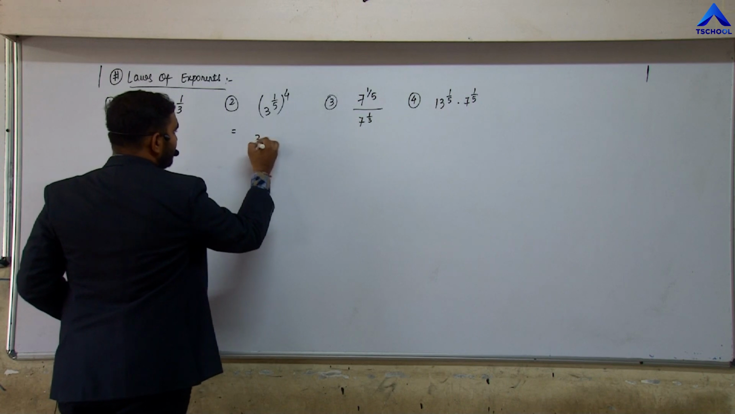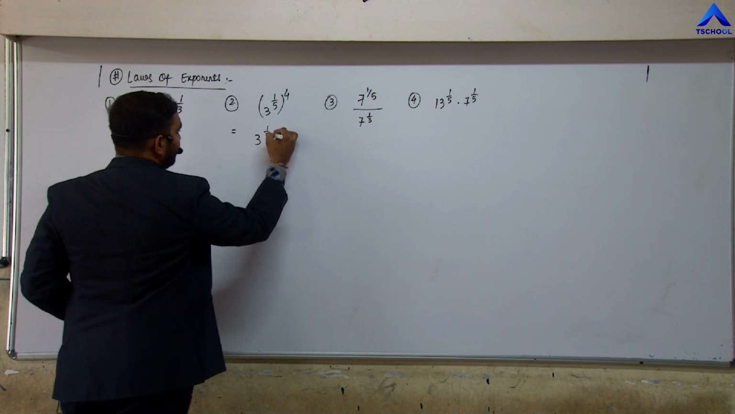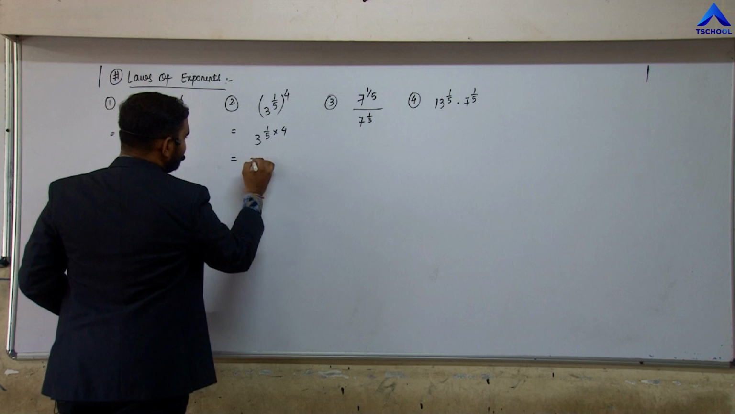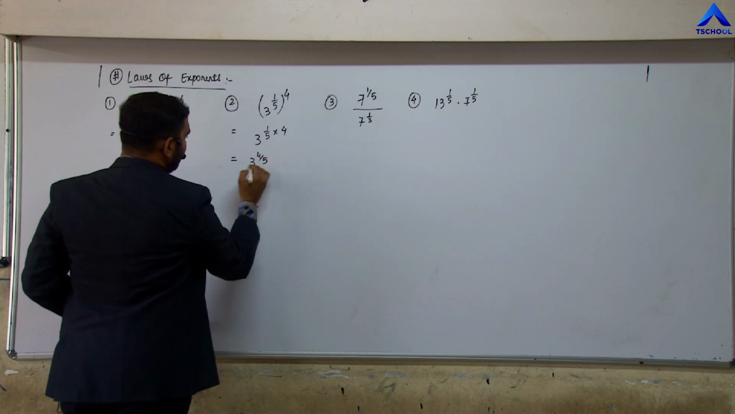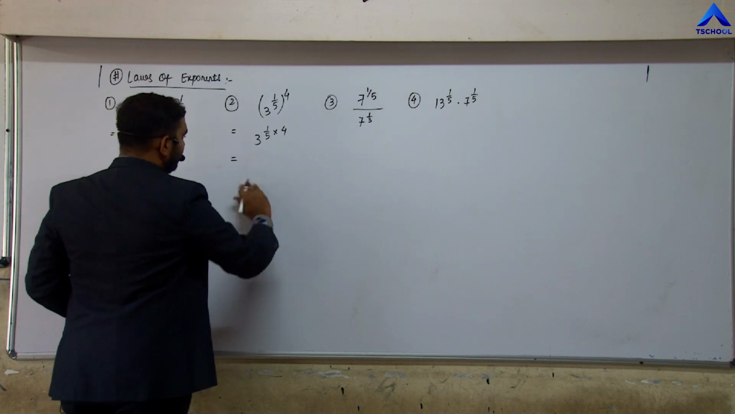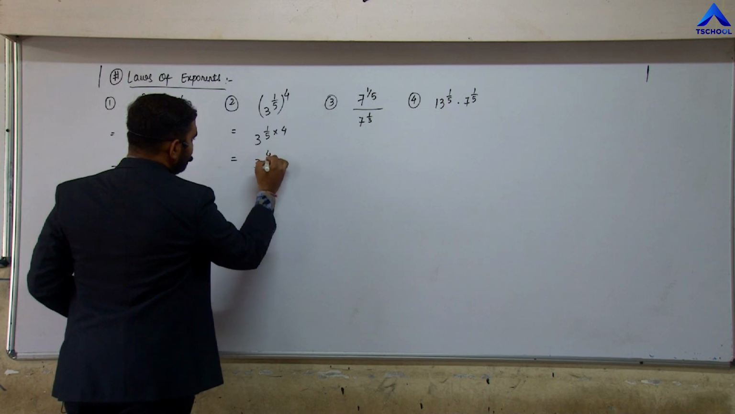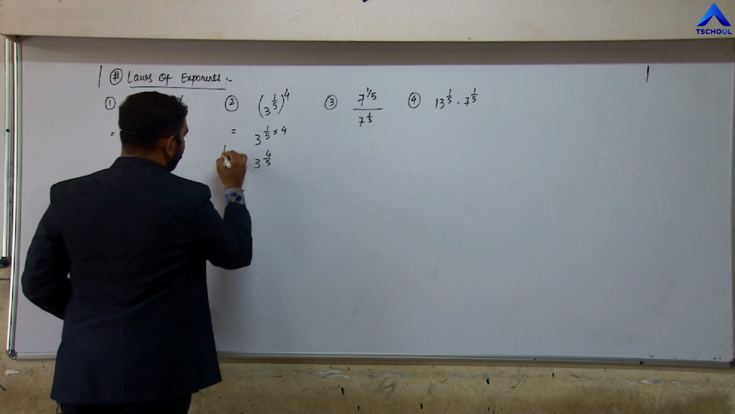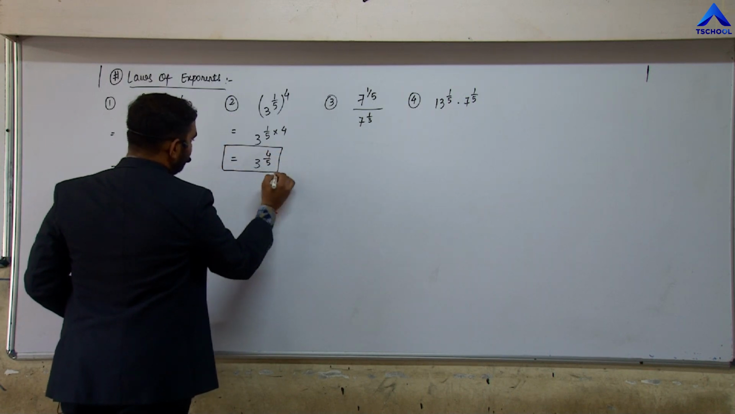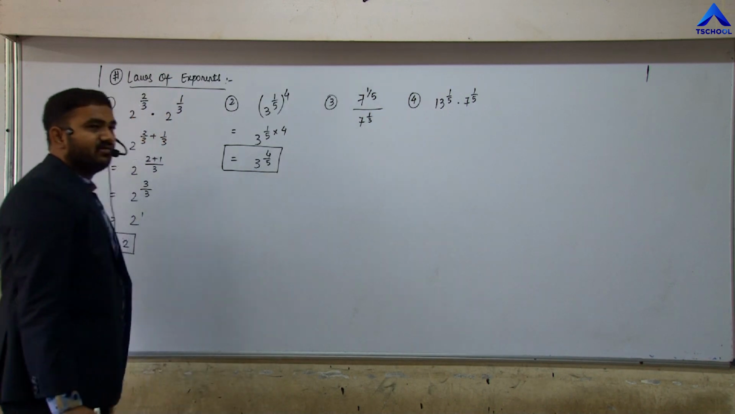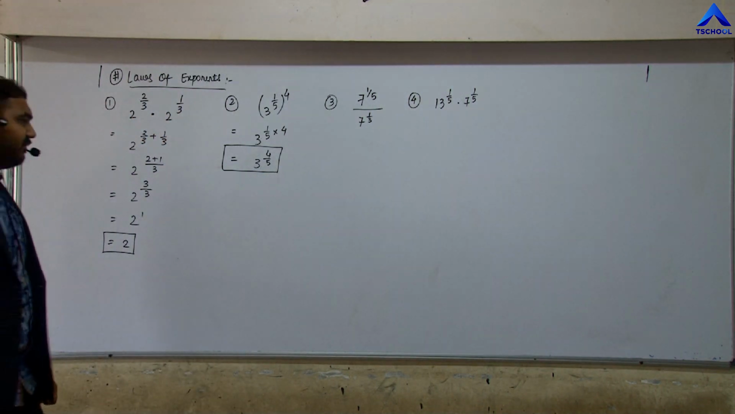So this will be simply 3 raised to 1 upon 5 into 4, and this is 3 raised to 4 upon 5. There is no such requirement to evaluate this, what is 3 raised to 4 upon 5, because you cannot get the fifth root, or you cannot simply find out 3 raised to 1 upon 5.